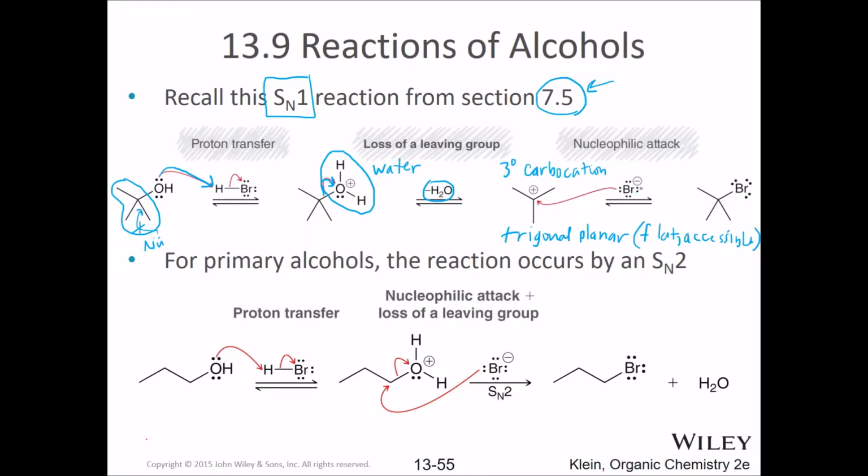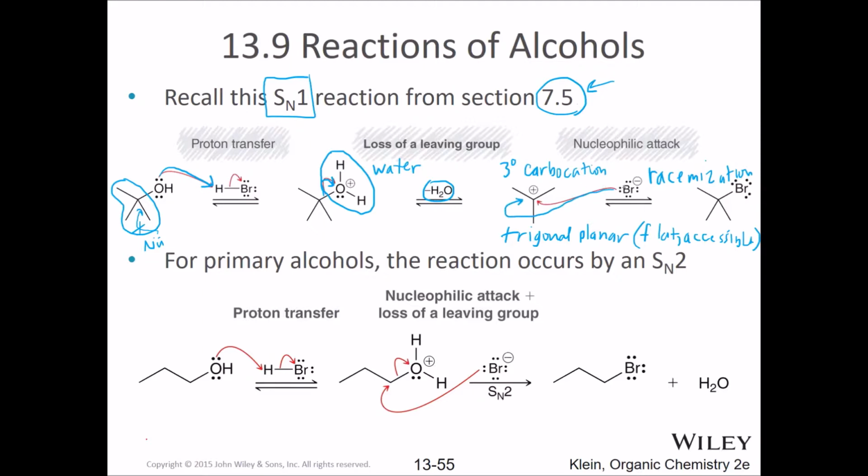Okay, and so this bromide comes in on either side. Now if all three of these are the same thing, if they're all methyl groups, it doesn't matter. But if they're three different things, it does matter. You're going to get racemization, right? Because it's not just going to come in on that side, it's also going to come in on the underside.